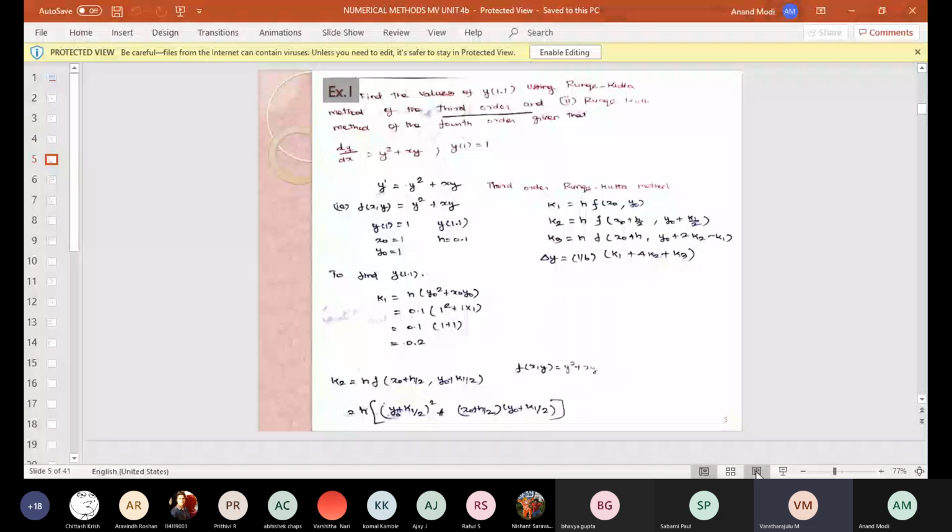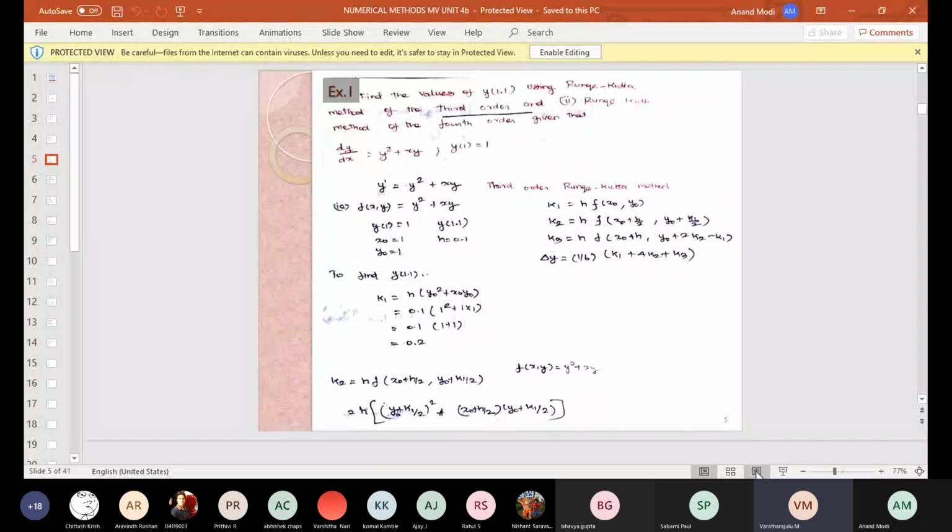Please make a note. Exercise number 1. Find the value of y of 1.1 using the Runge-Kutta method of the third order and the Runge-Kutta method of the fourth order. Given that dy by dx is equal to y square plus xy, comma y of 1 is equal to 1.